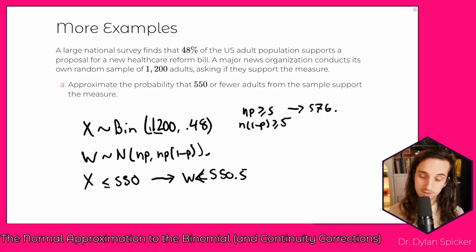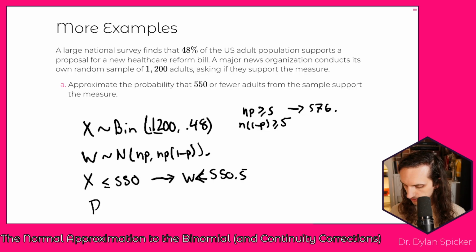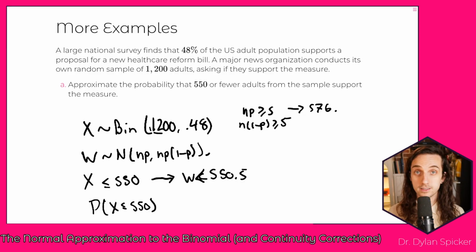Okay, and so ultimately now what we can say is, well, the probability that X is less than or equal to 550, which if we think about trying to calculate directly, would require us to sum up 550 different probabilities, right? Because you need the probability that X is 0 plus the probability X is 1 plus the probability that X is 2 and so forth, right? That's a very tedious sum for us to take.